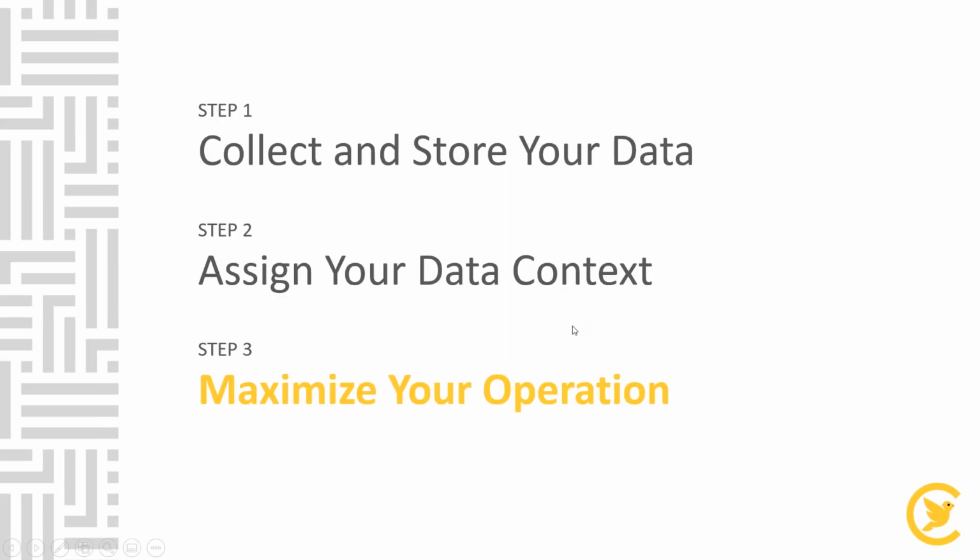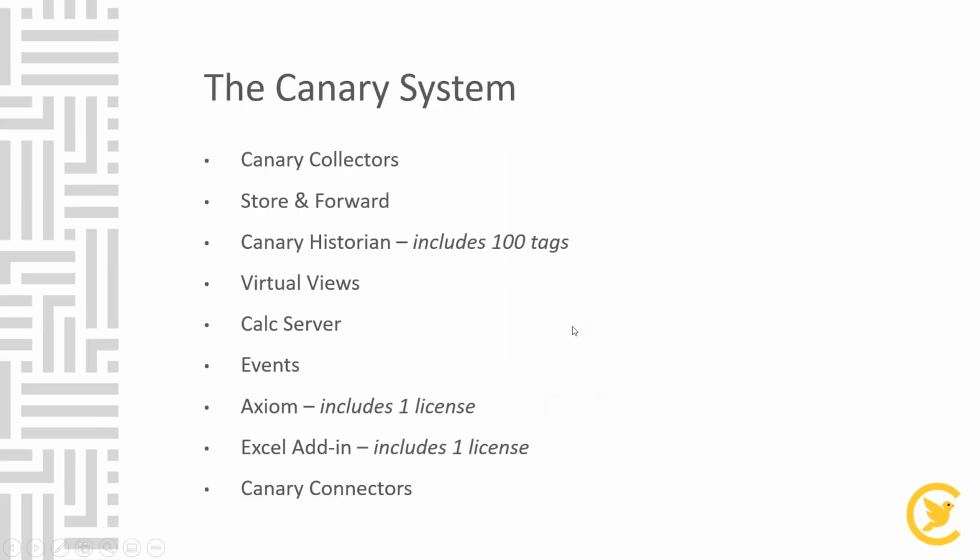Yeah. Okay. So the Canary system, again, that's all about the brief of the session. But the important part, I will go through with you, is what the components inside the Canary system are. A basic Canary system comes with Canary collectors, with store and forward capability. It comes with a historian, including 100 tags, basic tags. Then you get the virtual views, calculation server, functions, events, Axiom, Excel add-in, and Canary collector. These all come with a base system.